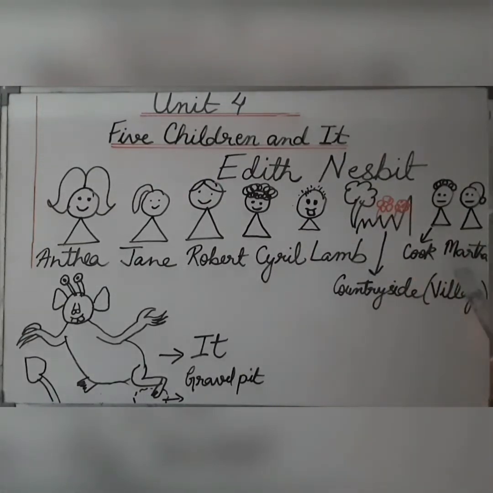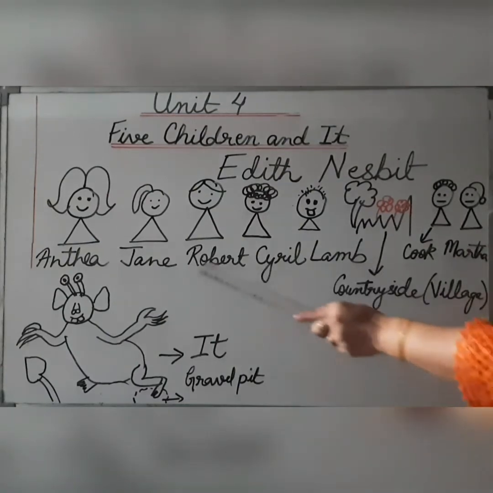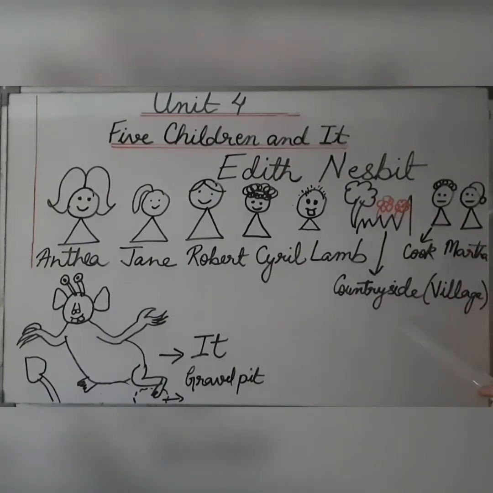So I hope you have understood this much. These children went to the countryside. Now the parents had gone away for some business purpose. Mother had some other work. So they were taken care of by Cook and Martha. Now what happened? These children, in the beginning they were enjoying, but later on they became bored. So they decided to go out.